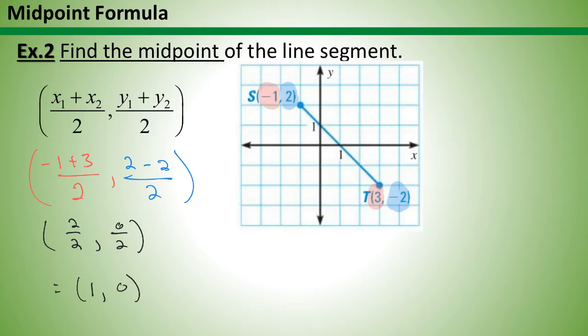Since we have this graphed, let's see where this falls. The point 1, 0 is right here, and as you can see, that point is directly in the middle of this line. That's what we're finding: the midpoint.